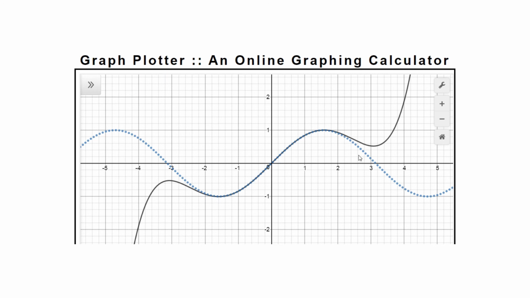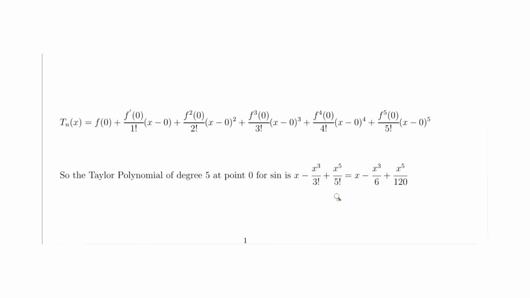So what we can say is that our Taylor polynomial is very accurate, so we can be very satisfied with our answer. Okay, so there you go, and then you're done. So x minus x cubed over 6 plus x to the 5 over 120.